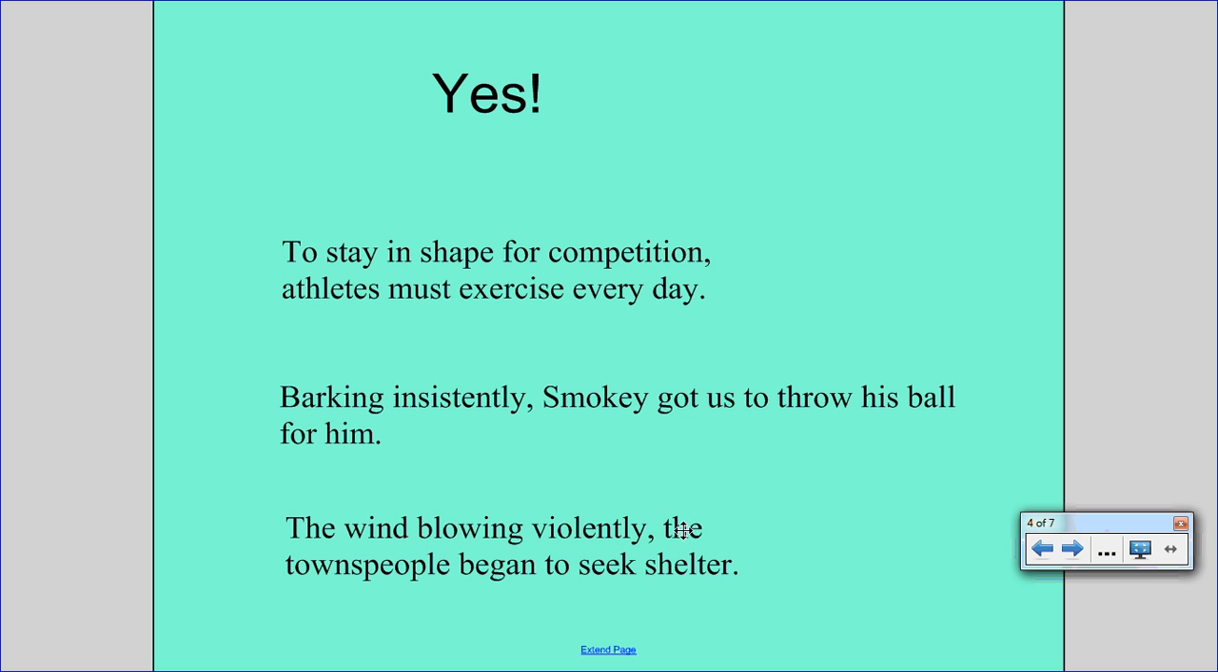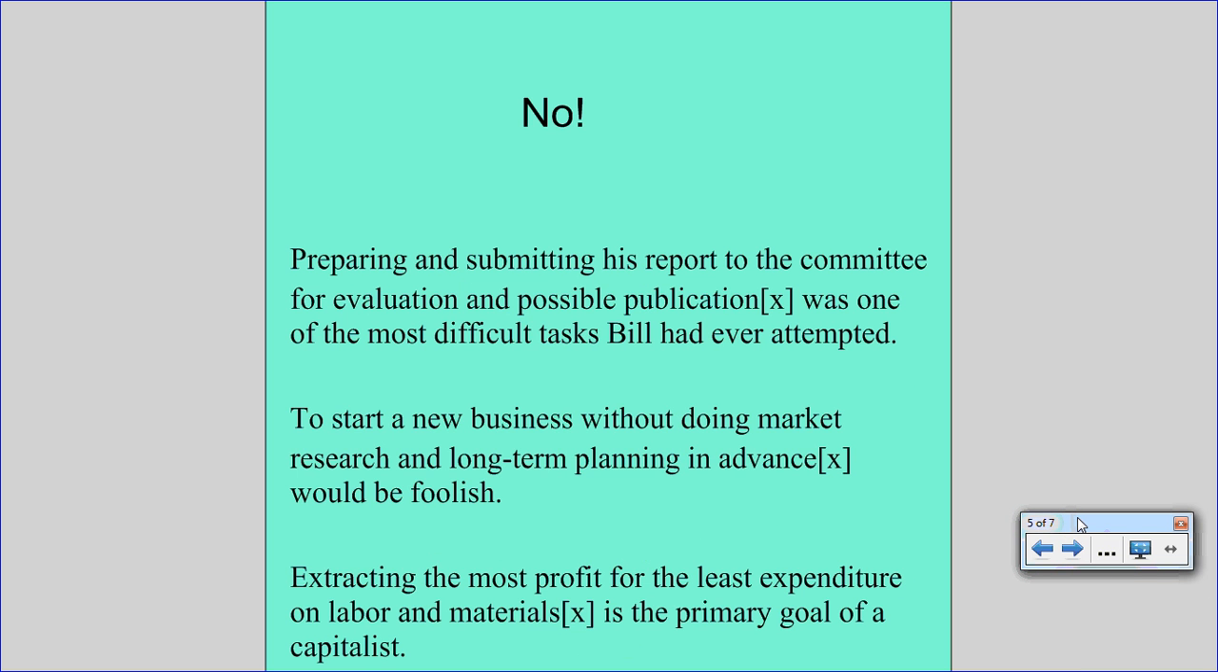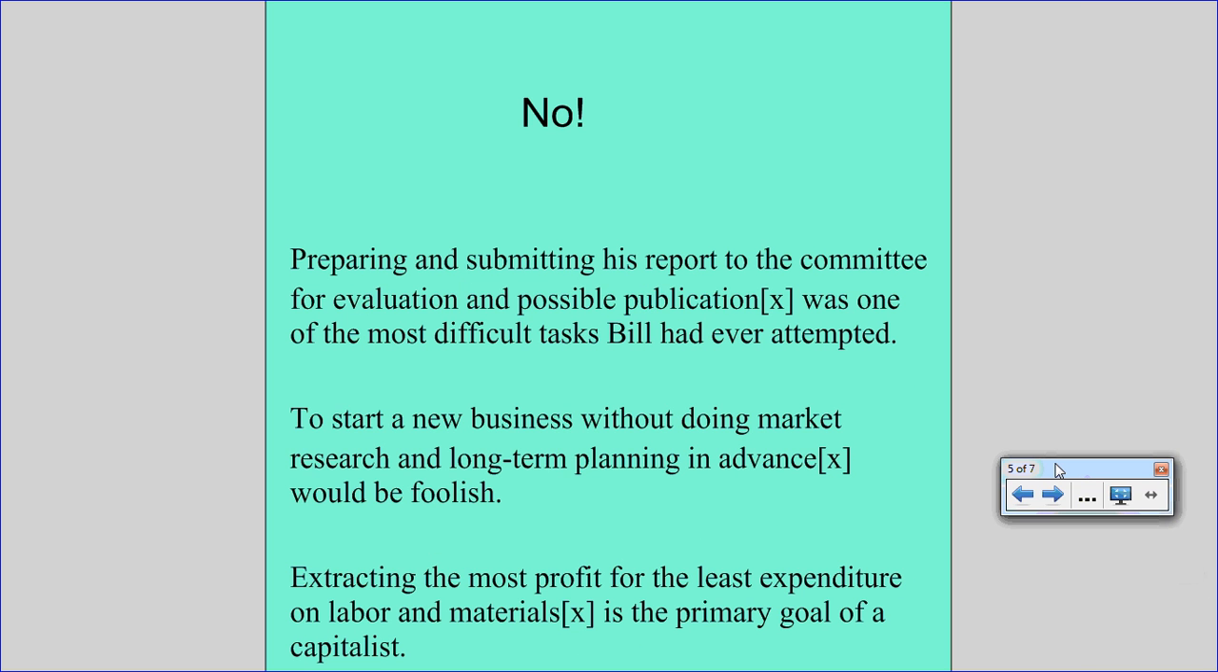So what we have here is we have a main clause, "the townspeople began to seek shelter." That is the main chunk of information we're trying to get across. And then we have some context, "the wind blowing violently," that tells the reader, furthers the knowledge of the reader, and informs them why the townspeople began seeking shelter. Here are some examples of cases where you might want to put a comma for an introductory clause, but it's not correct. So you can go through and pause and read through those.